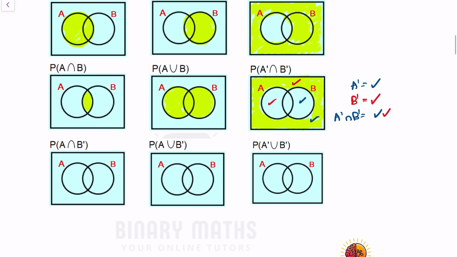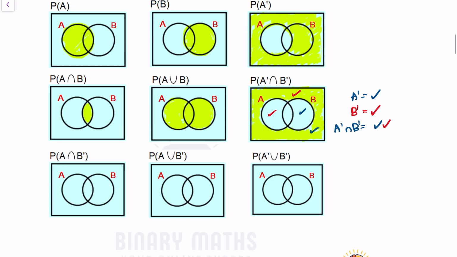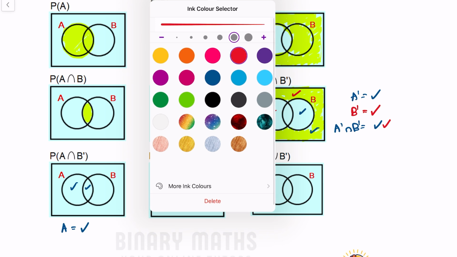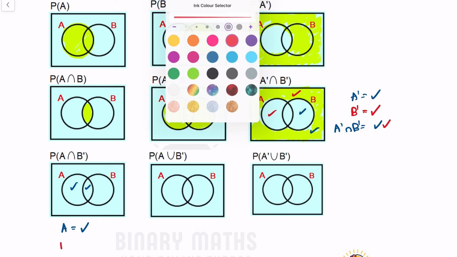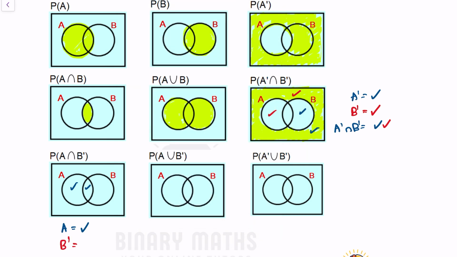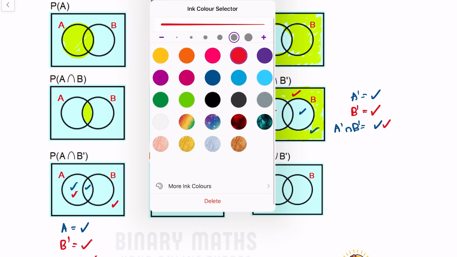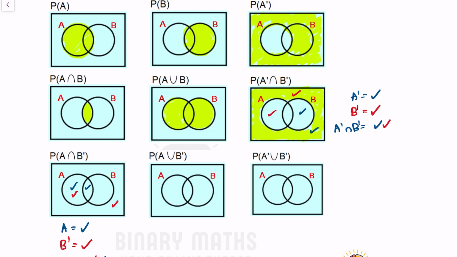Okay, so let's use a similar technique to do this one. So A, if I want to do A in a blue tick, then that would be blue, blue. Red is not B, so we're trying to do A intersect not B. So what is not B? Not B is that part and that part. So which part has both ticks? Because it's intersect, A intersect not B will be the part that has both ticks, which is just this part.